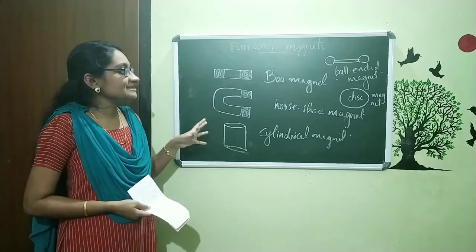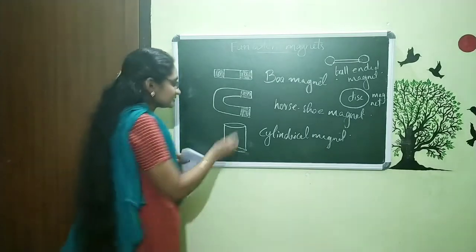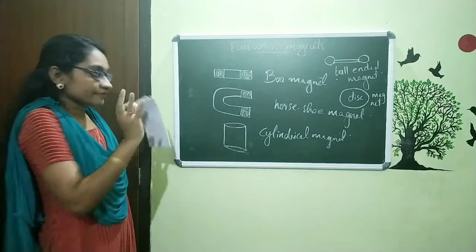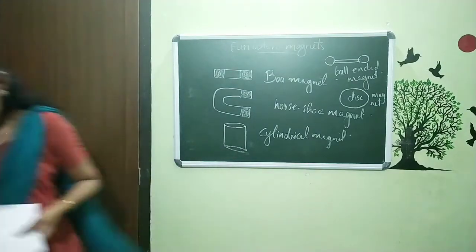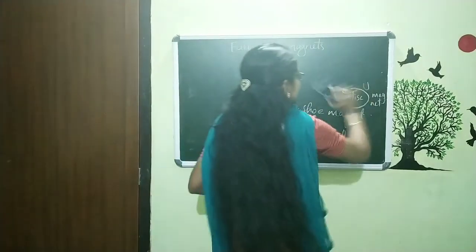So we can design magnets in different shapes and you can see some sort of shading is there for each and every magnet. That has a reason that we can discuss later. So this is about the shape and its classification.